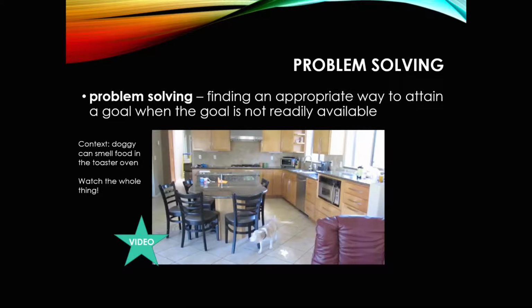Problem solving is not unique to humans, although we typically think of humans in problem solving. Here's a quick video to illustrate that problem solving is something that animals do as well. The goal here is, well, the dog can smell that there's food in the toaster oven. The dog wants to eat the food, but it's hard to get the food, it's not readily available. So, what does the dog do to get the food?